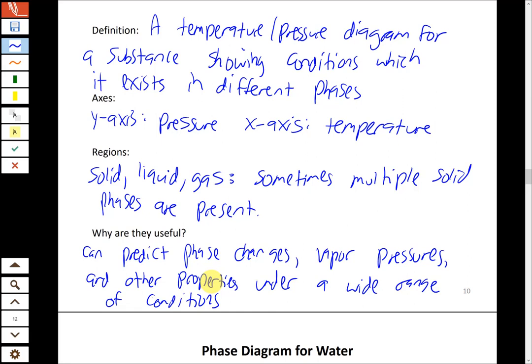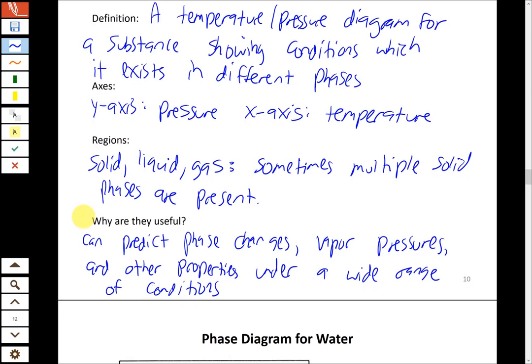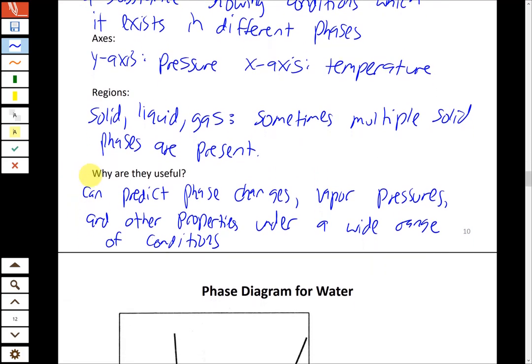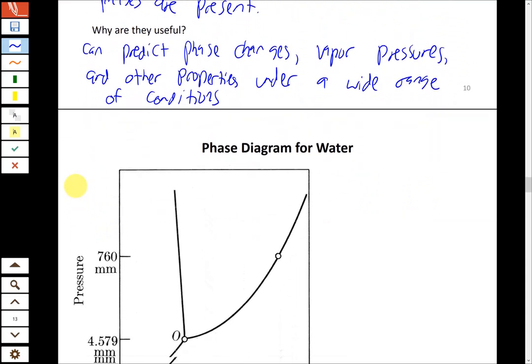And there's a lot of other applications of phase diagrams in chemistry that are a bit advanced for this course, but they are important. So what we're going to start with first is the phase diagram for water.